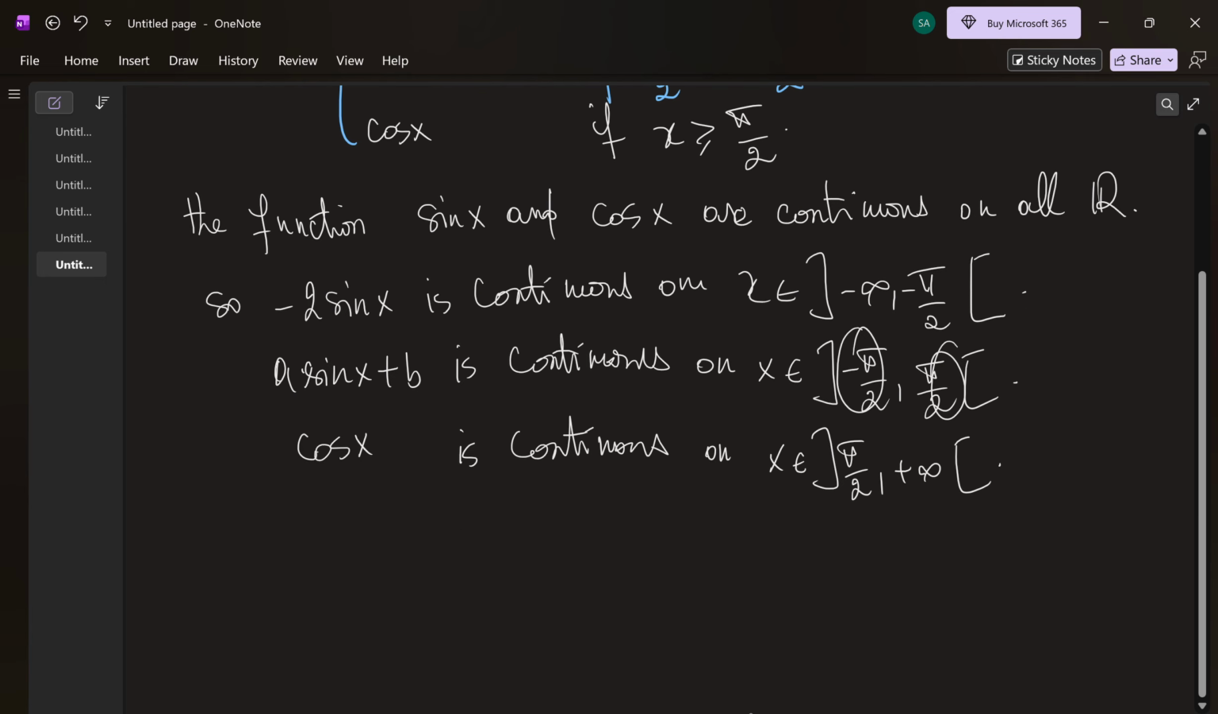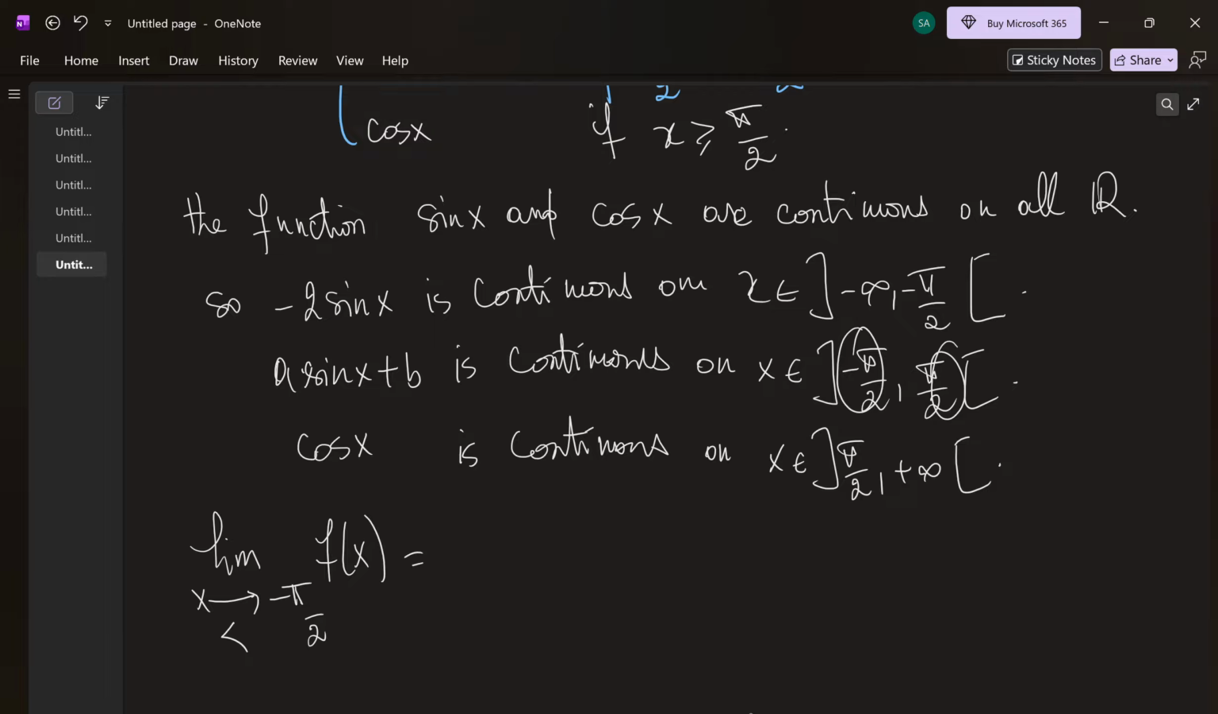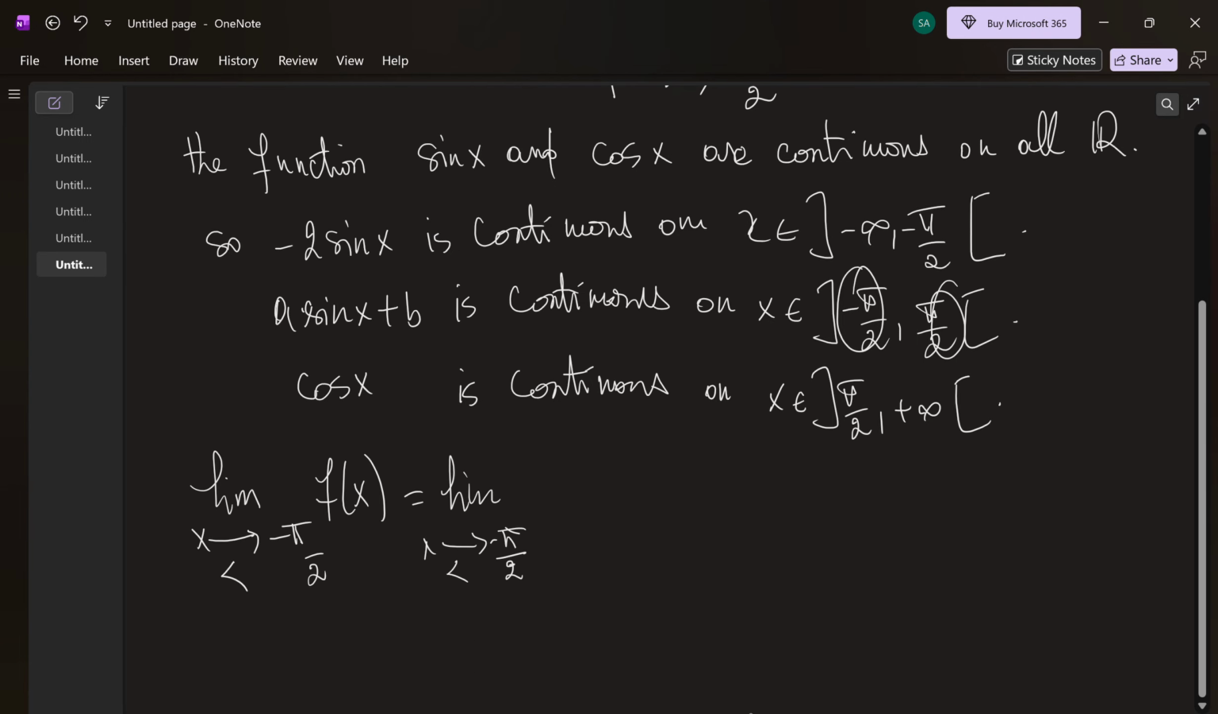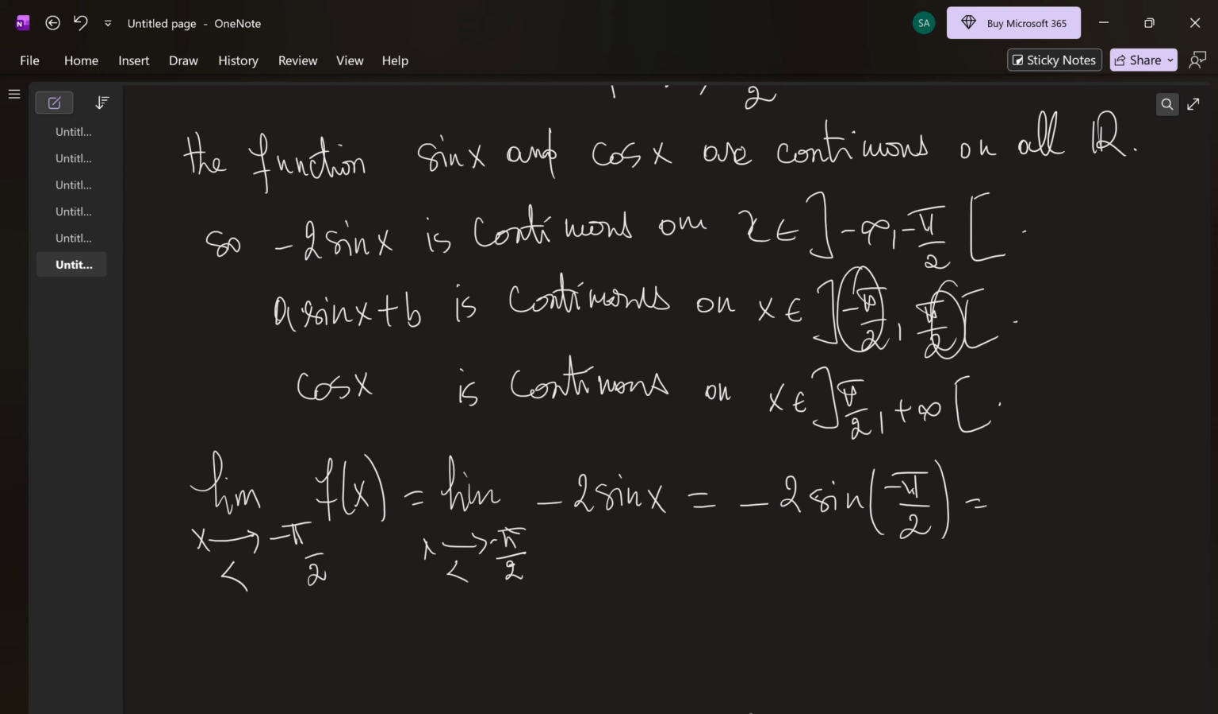So the limit when x approaches minus p over 2 from the left of f of x is equal simply to the limit when x goes to minus p over 2 of minus 2 sine x, which is in this case equal to minus 2 sine of minus p over 2, which is equal to 2 sine p over 2, which is equal to 2.